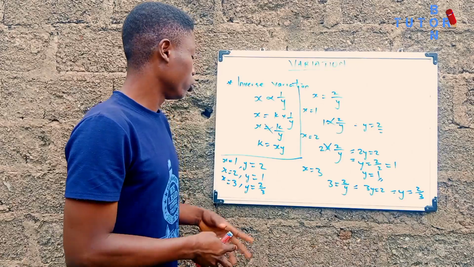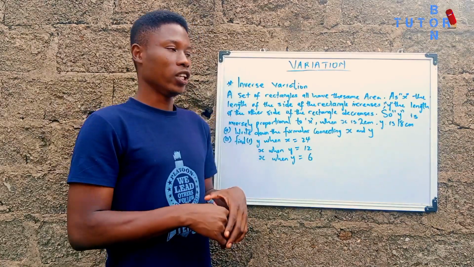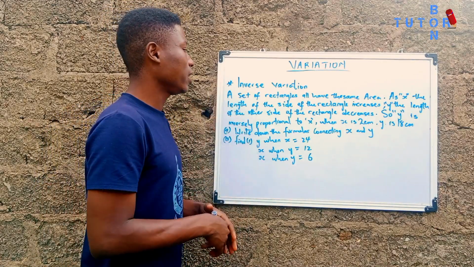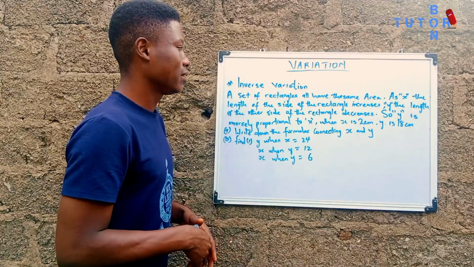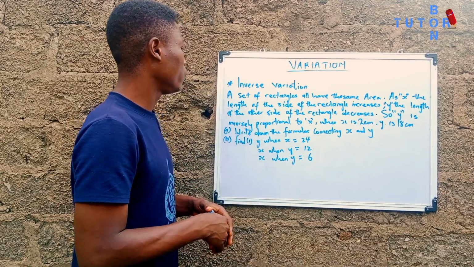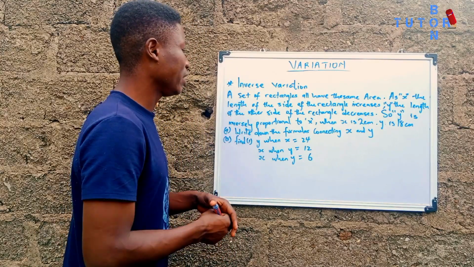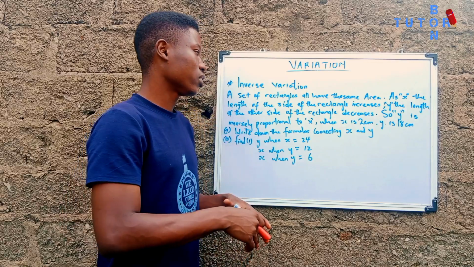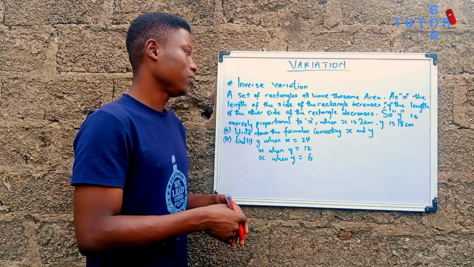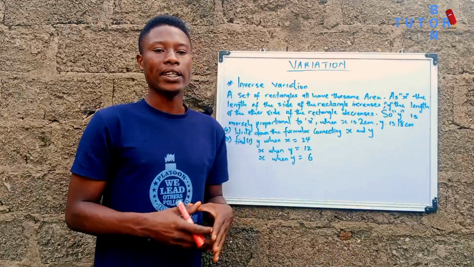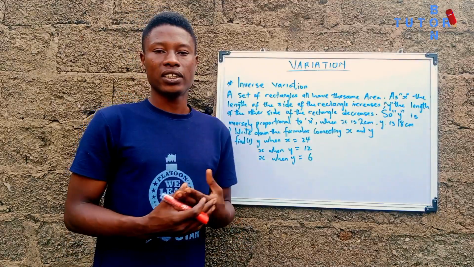Let me introduce an example also on inverse variation, and let's see how it goes. This is an example on inverse variation. It says a set of rectangles all have the same area. As x, the length of the side of the rectangle, increases, the length of the other side of the rectangle decreases. They say y is inversely proportional to x. When x is 2, y is 18. So the first question says write down the formula connecting x and y.